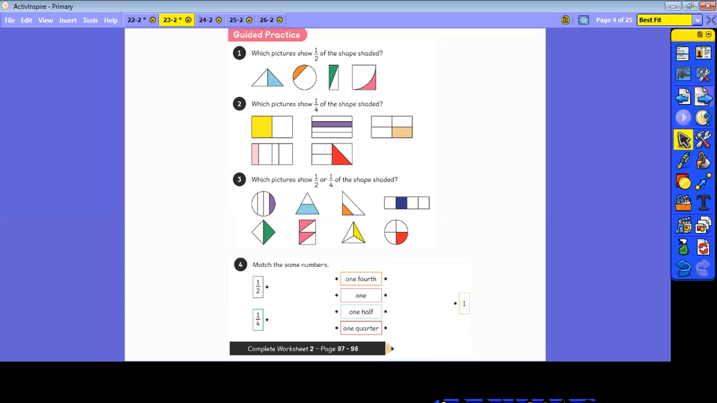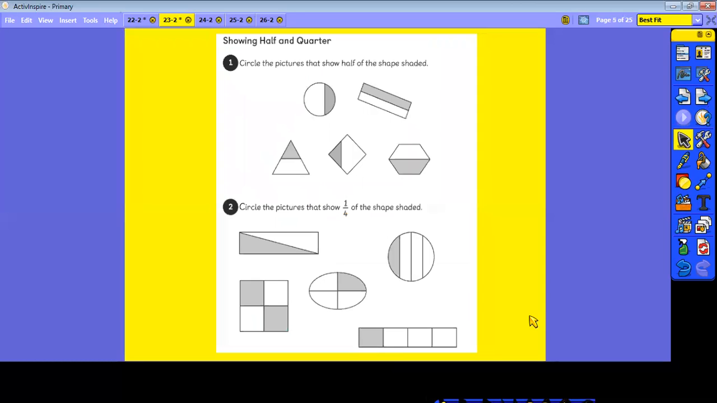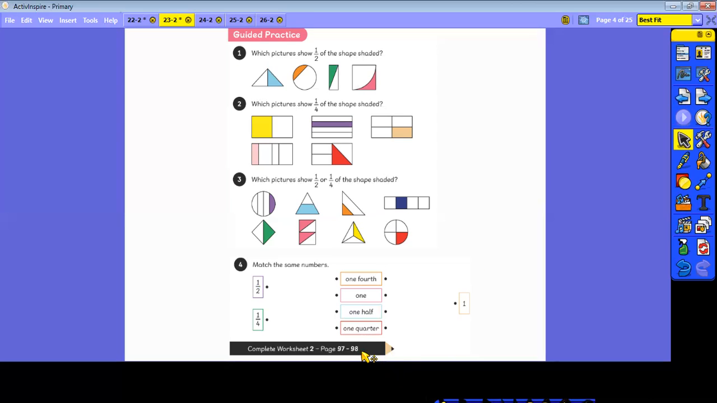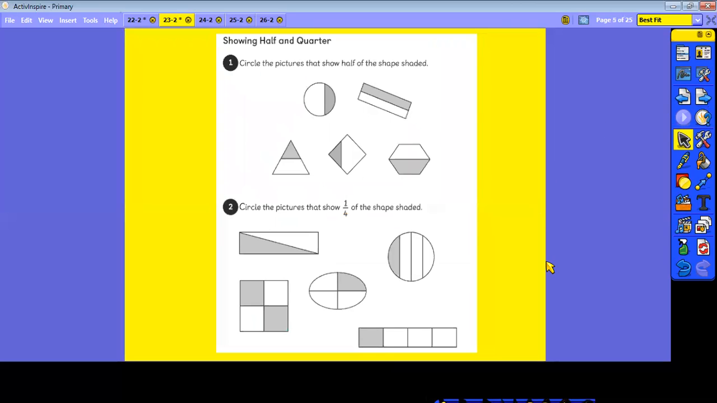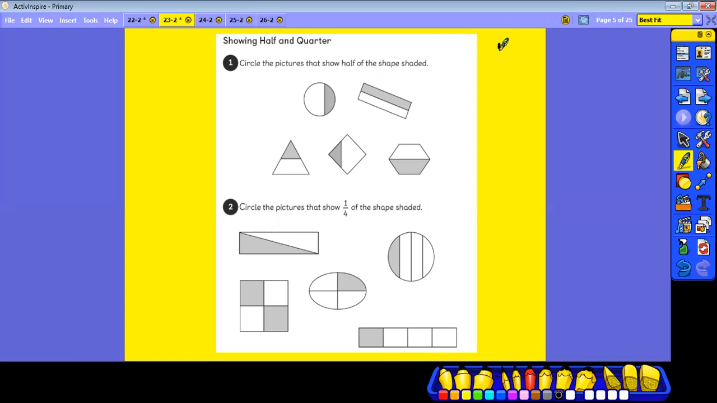When you've completed that, you've got your workbook. Just to remind you, pages 97 to 98. So 2 pages, 2 questions on the first page. Circle the pictures that show 1/2 of the shape shaded. And remember, children, 1/2, 1 part out of 2 equal parts you're looking for in these shapes. And then circle the pictures that show 1/4 of the shape shaded. So 1 part out of 4 equal parts must be shaded.